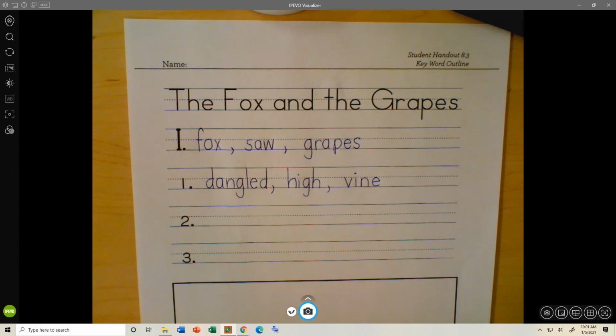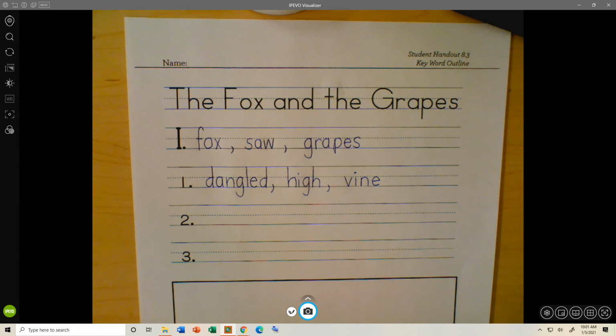Now, if I were to not even have this paper in front of me, say I don't even have this paper with me, and I'm like, oh, I want to tell that story. I could use this right here. I have fox saw grapes. There once was a fox who saw some grapes. Is it okay if I didn't say a bunch of grapes? Yes, it's okay. It's the same story. They were dangling high up on a vine. Okay? I didn't use this at all, did I?